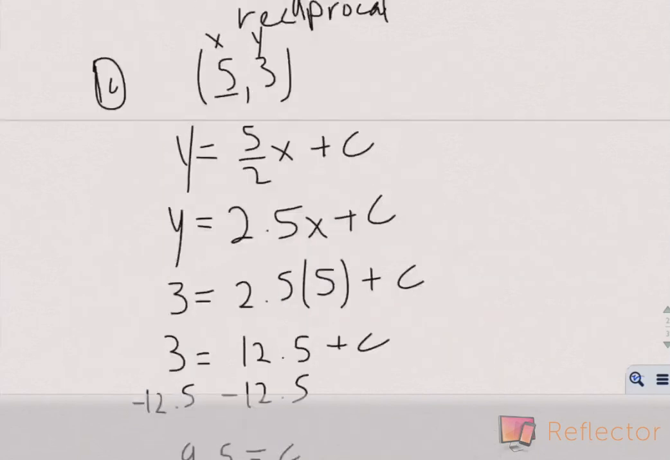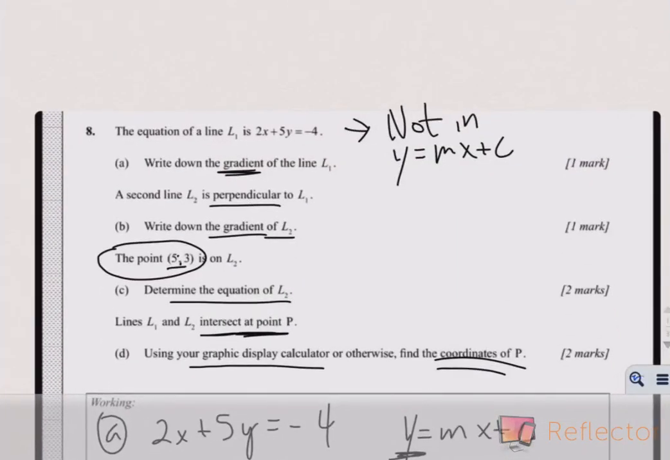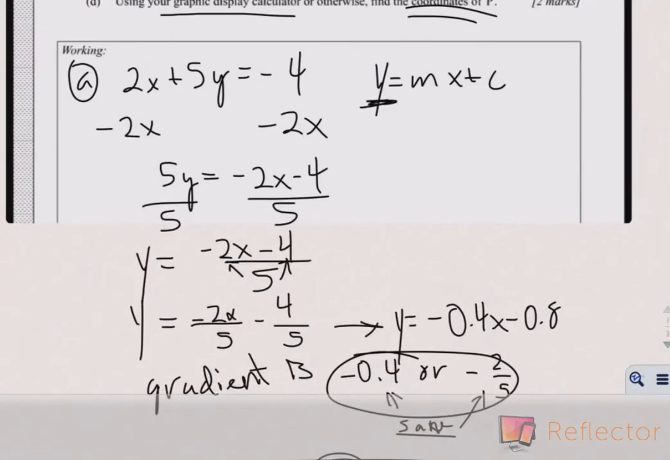Again, the main thing that I wanted to point out was that many of the students struggled with this, and they thought that the gradient was 2. It is not 2. You have to transform it as we did here in part A.